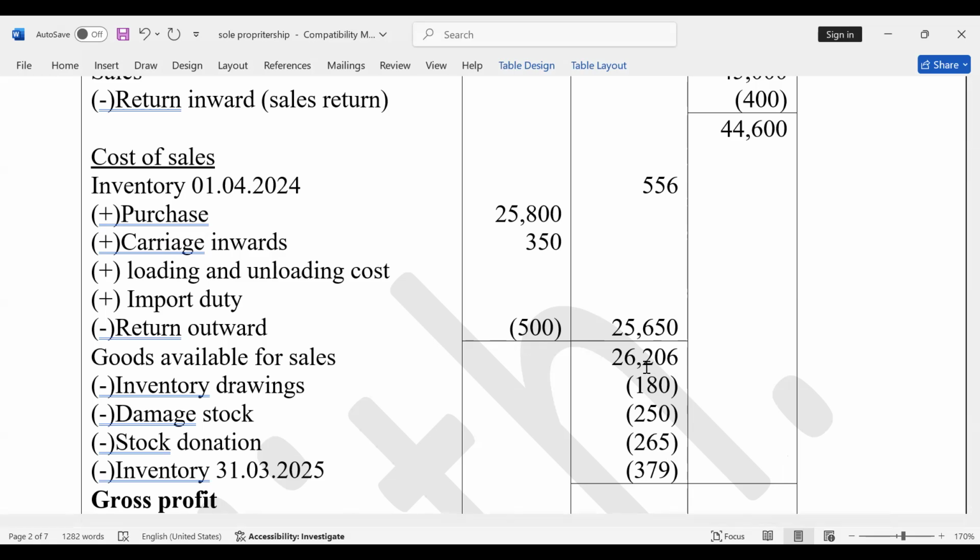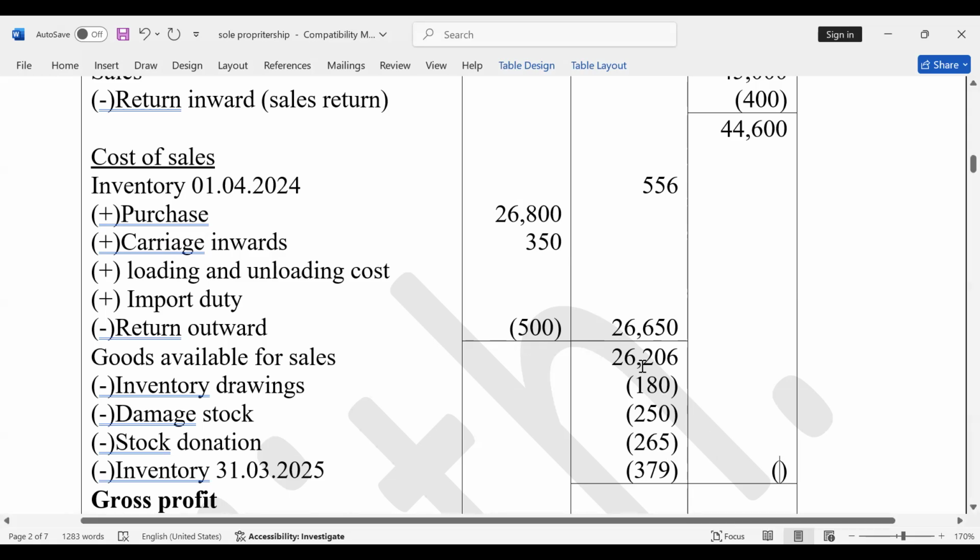Opening stock plus purchase. Here there is a mistake. Purchase value equal 26,800. Therefore here 26. And think cost of sales equal. From this value deduct this one. Cost of sales equal 26,132.